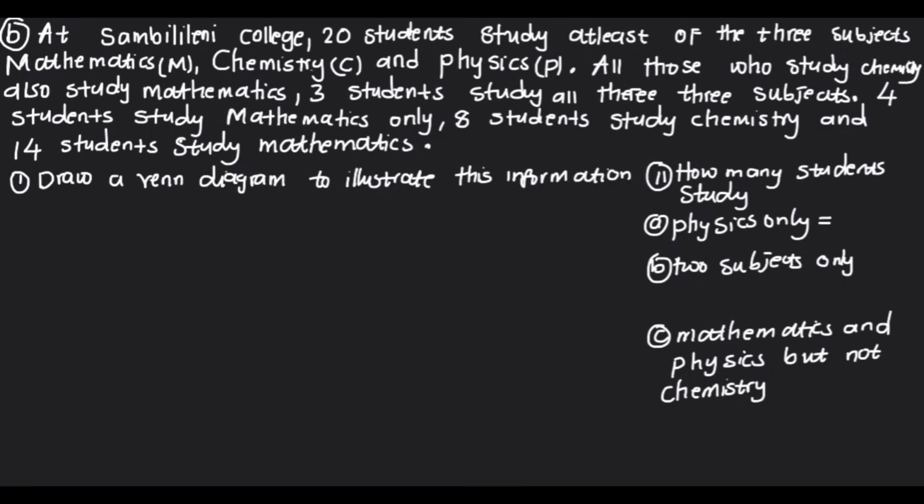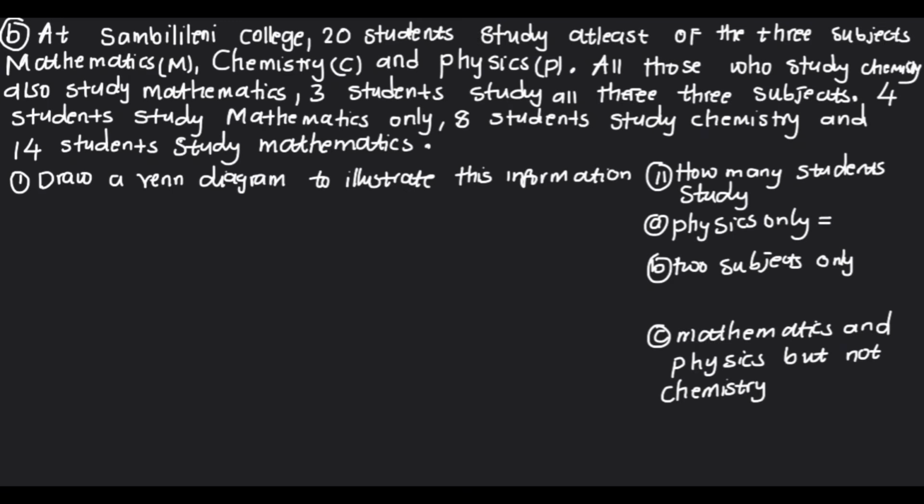Okay, so now we move on to question B. At Samilene College, 20 students studied at least one of the 3 subjects, mathematics, chemistry, and physics. All those who study chemistry also study mathematics. 3 students studied all the 3 subjects. 4 students studied mathematics only. 8 students studied chemistry, and 14 students studied mathematics. Draw a Venn diagram to illustrate this information.